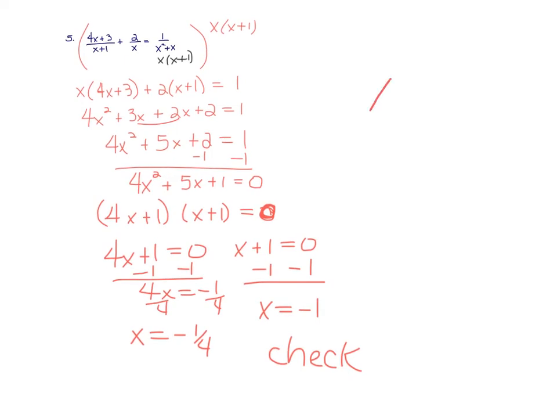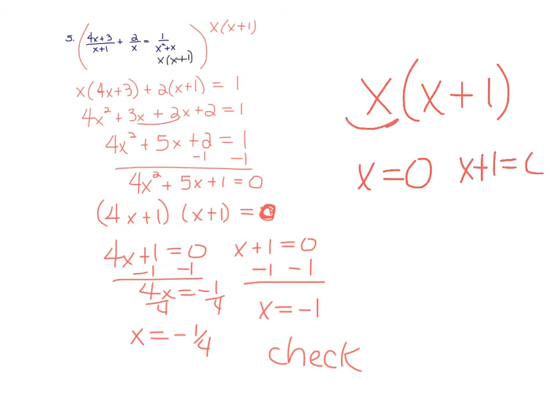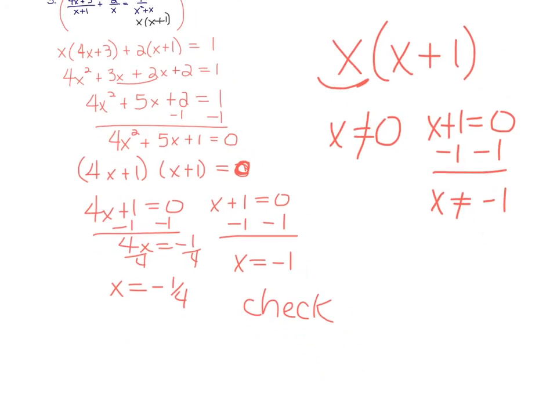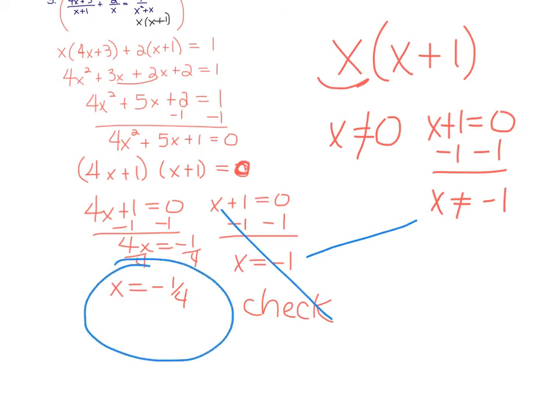So notice, remember my denominator was x times x plus 1. I'm going to set each piece equal to 0. So first this one, and then this one. Notice my two values that x cannot be are -1 and 0. And notice one of my answers that I got was -1. So this one gets thrown away, and this problem only has one valid solution. Now you're not going to say no solution and -1/4. You're only going to list the -1/4 as your solution.